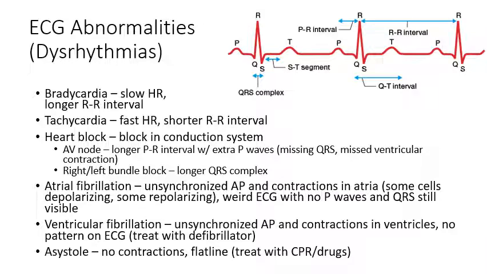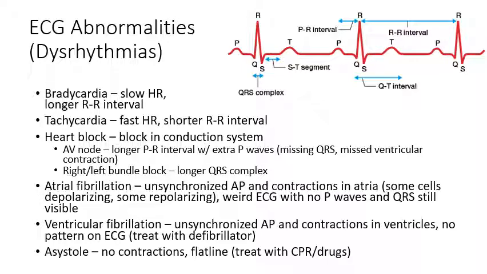You could also have a block in the right or left bundles, which would show up as a longer QRS complex as it's taking the action potential longer to distribute across the ventricles. You could also have atrial fibrillation, which means that the action potentials in the atria have become unsynchronized, so they're just kind of all over the place.